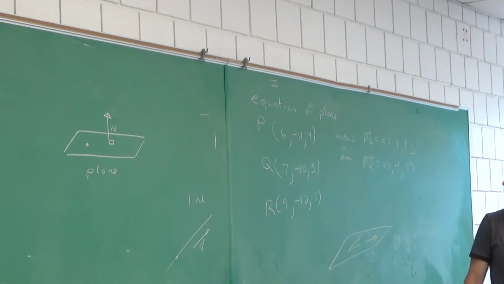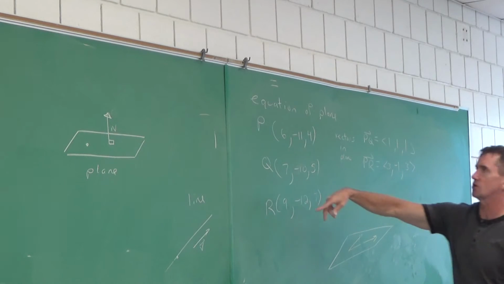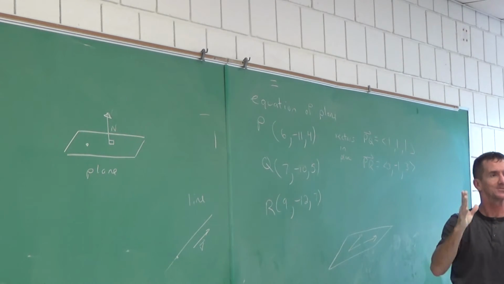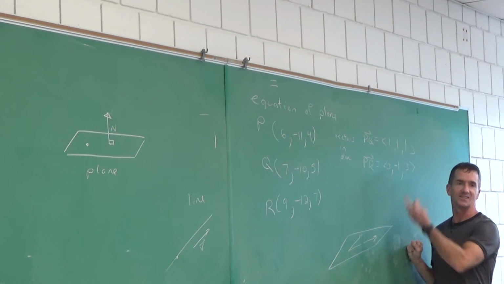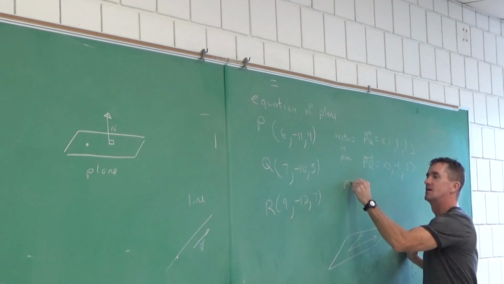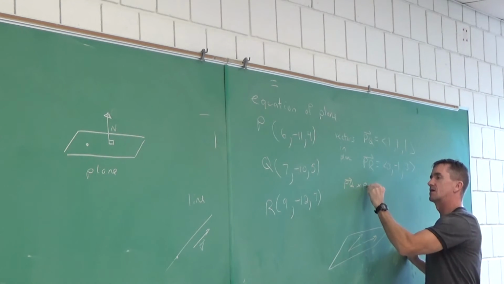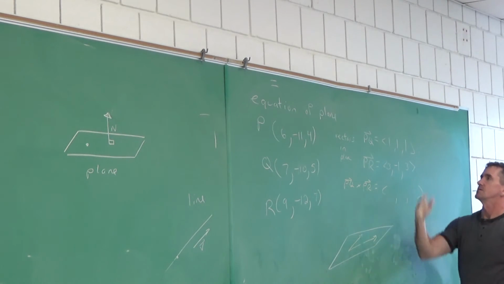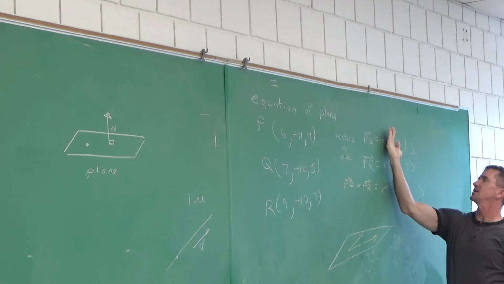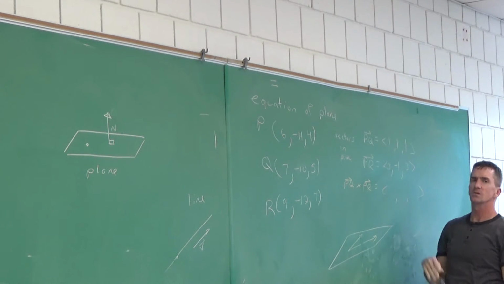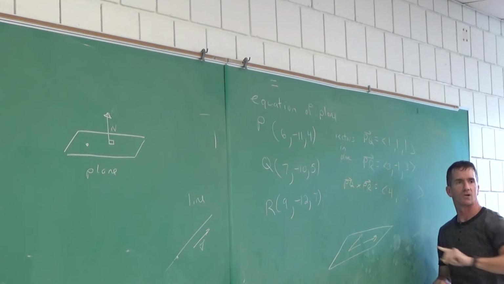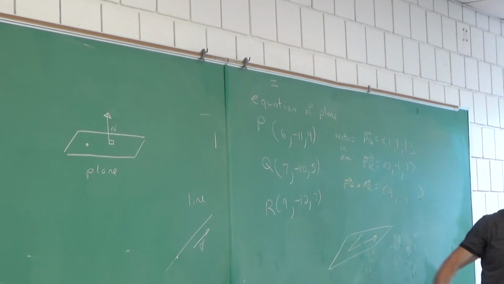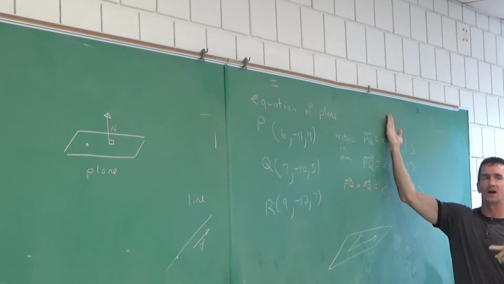You can do PQ cross PR. You can do PR cross PQ. You can do RQ cross RP. As long as you cross two vectors in that plane. So I think I'll do PQ cross PR. All right. And you're good. 3 minus negative 1. Is that 4? I don't want to rush you, because I know we're doing some mental math here.